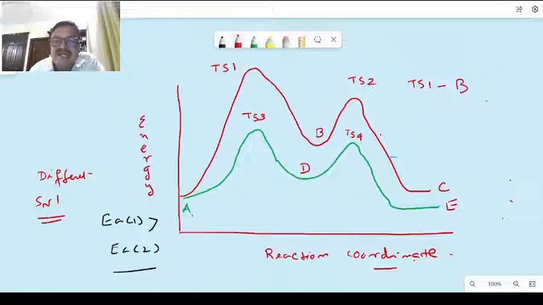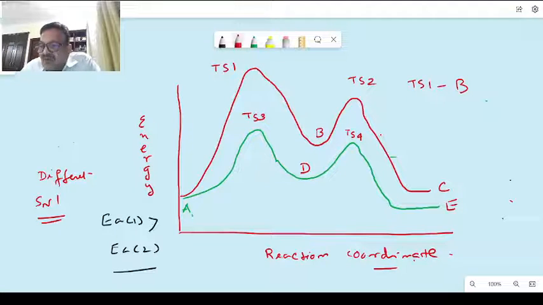Therefore TS1, the transition state, will be looking like B more than it resembles A. A is the starting material, B is the reactive intermediate here. The energy level, if you see, that is TS2. In the first part of the reaction, TS1 is closer in energy to B than it is to A, and therefore TS1 resembles B more than it resembles A, the starting material. Got the point?